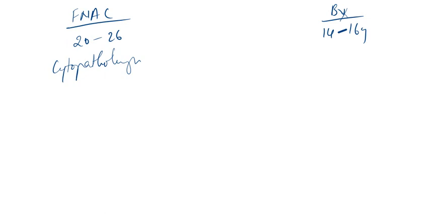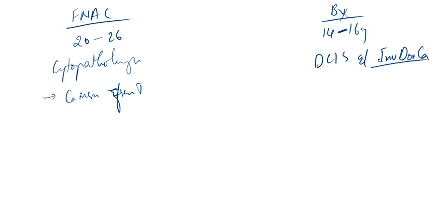And one more important thing is biopsy. With the help of biopsy, it is easy to differentiate between DCIS and invasive ductal carcinoma. Now there is one more thing that you should check about FNAC, that is, it is very hard to distinguish carcinoma in situ from invasive ductal carcinoma, but with the help of biopsy we can easily differentiate.